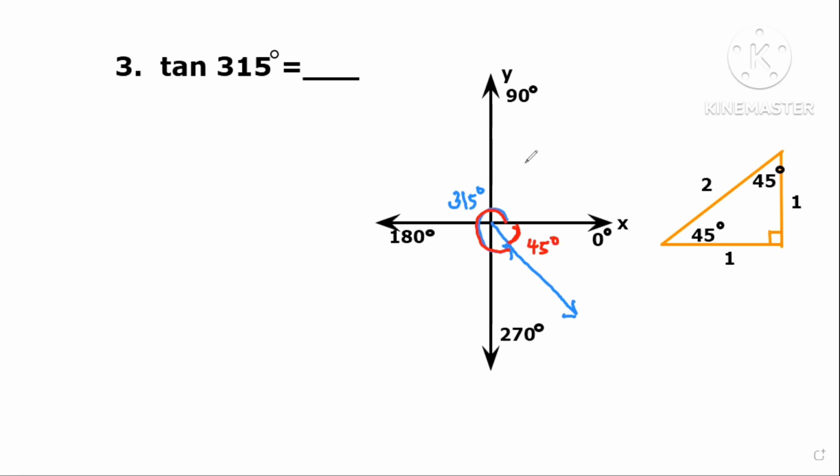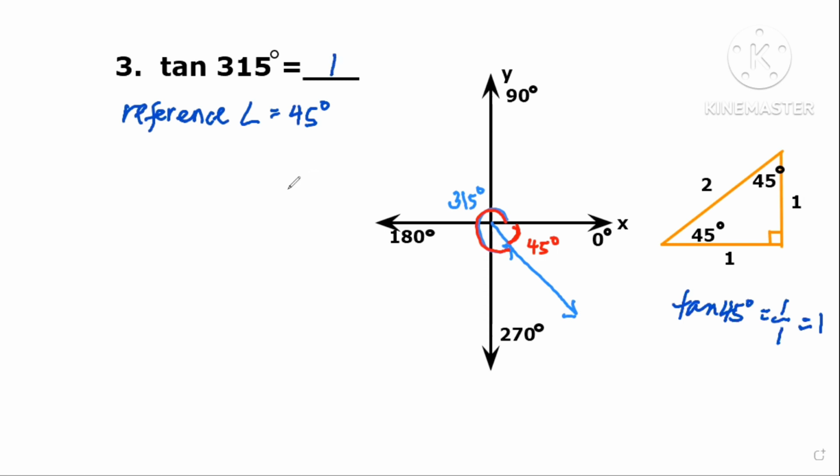So isulat po natin yan. Reference angle is 45 degrees. So since 45 degrees is our reference angle, we now go back to our 45, 45, 90 right triangle, no? And get the tangent of 45. So what is tangent of 45? So we can use either of these two angles kasi pareho naman po yung 45. And tangent is opposite over adjacent. So that is 1 over 1 or 1, no? Okay? So, if tangent 45 is 1, then tangent of 315 is also 1.